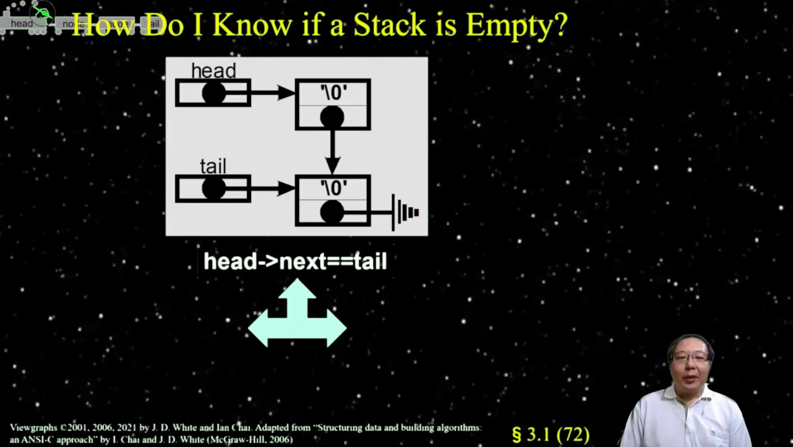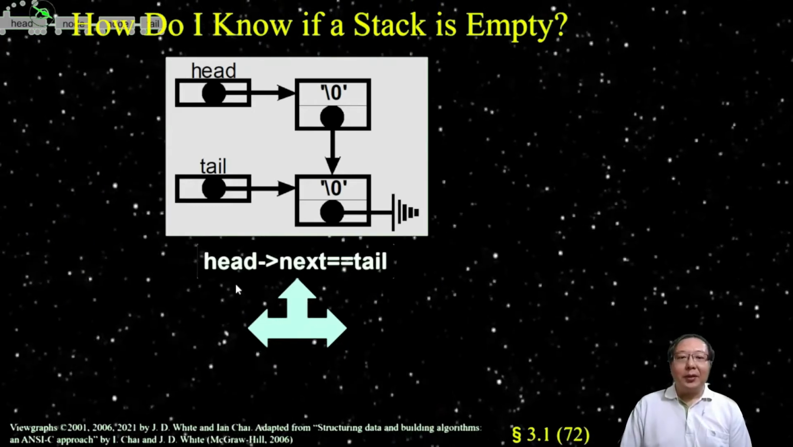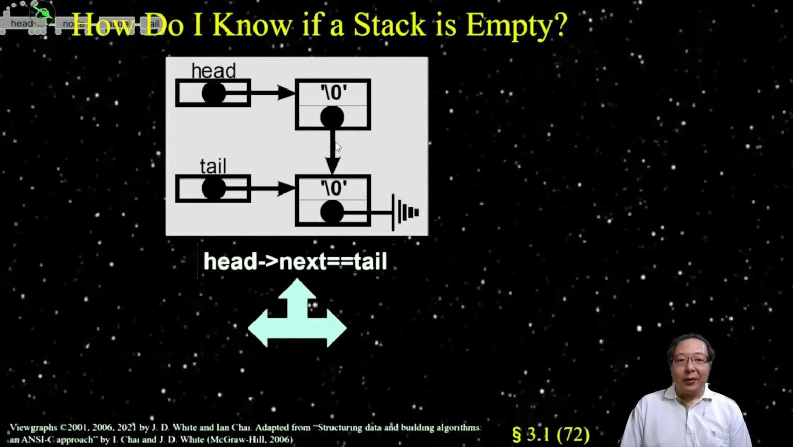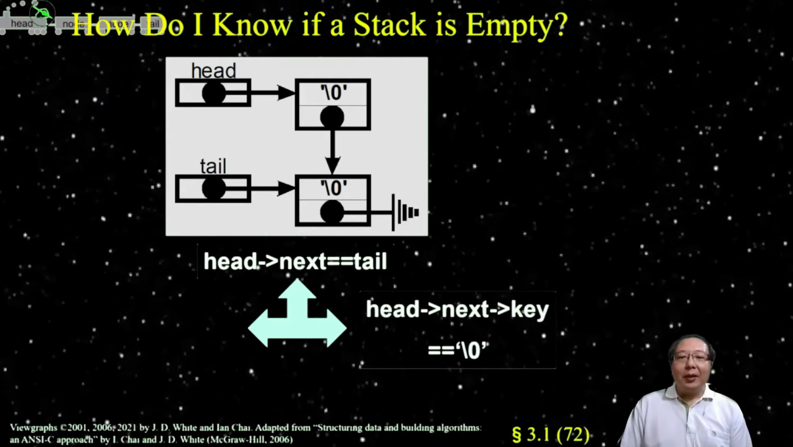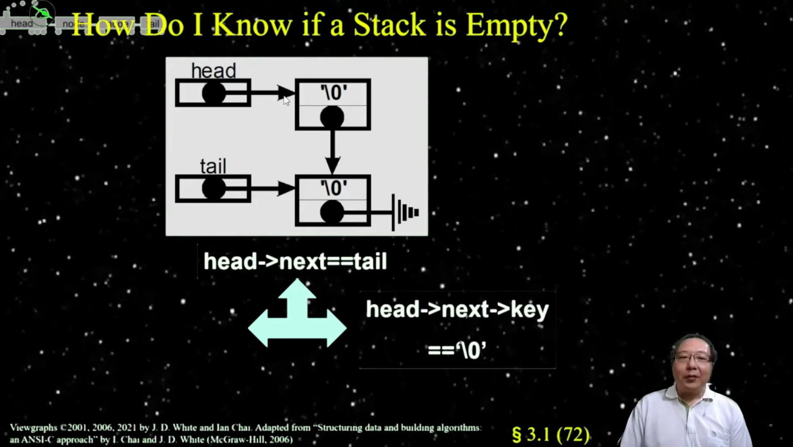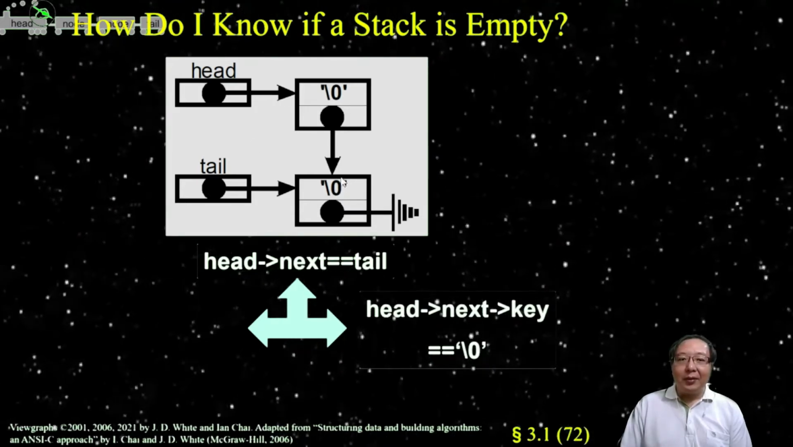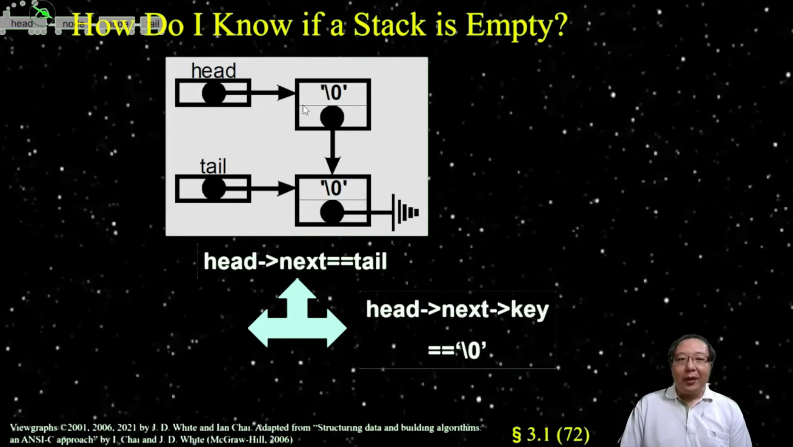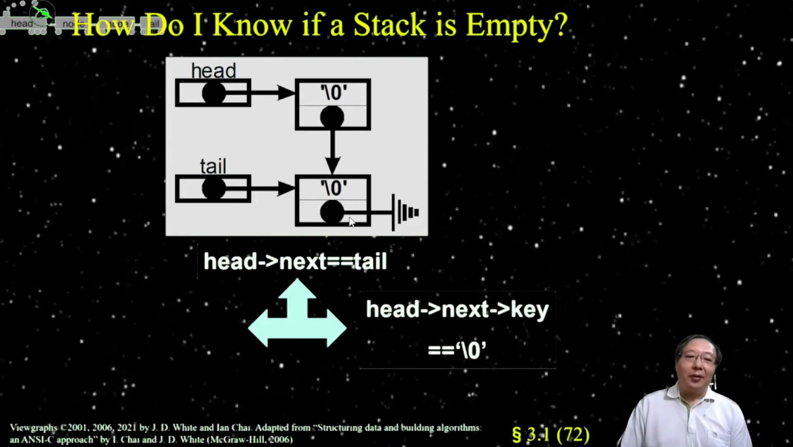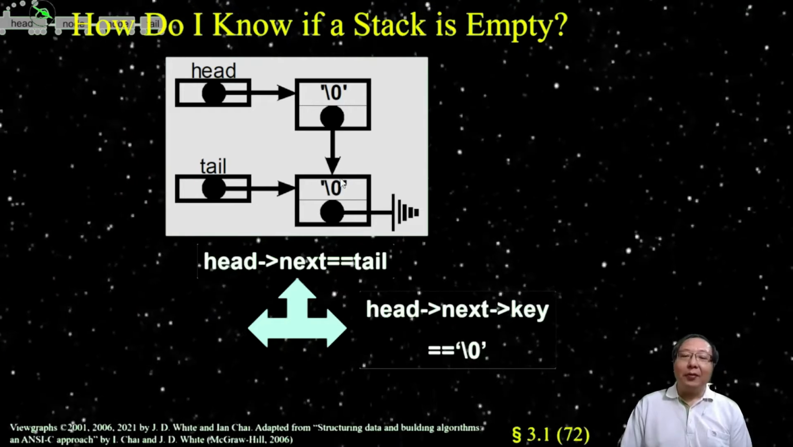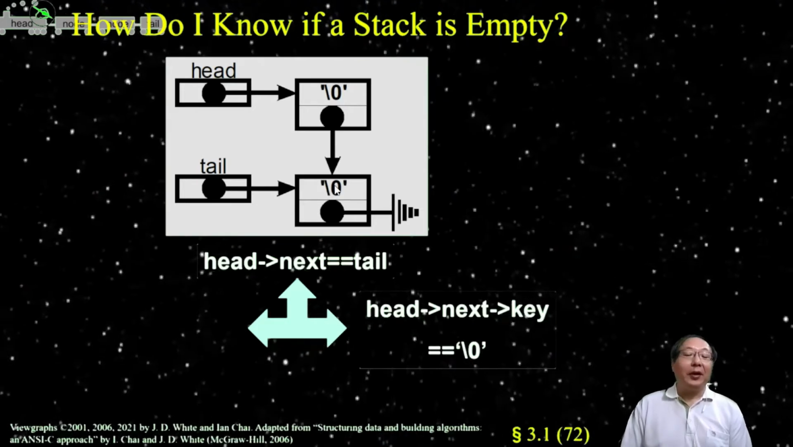Well, the way that we used in this code is head arrow next equals tail, right? It's connected directly to tail, nothing's there. We could also say head arrow next key equals null, because if you look here, the key is now null. That means that the head's going to the tail, because if there was something there, it would not be null. It would be whatever value was there.